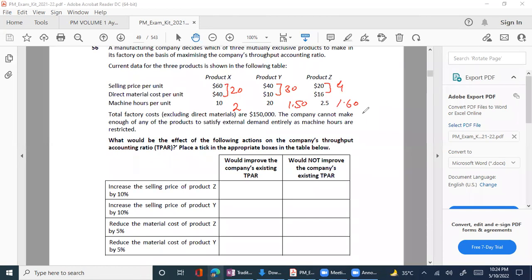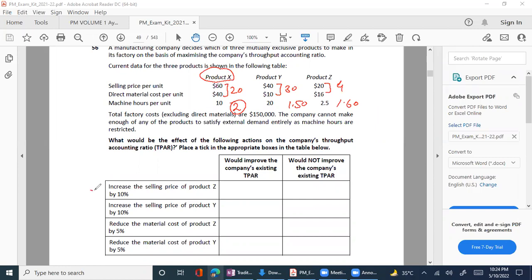As the question says, the products are mutually exclusive. Mutually exclusive means we need to go for one product. So we will go for the one which is generating the highest. So we will be producing only X in case of mutually exclusive.